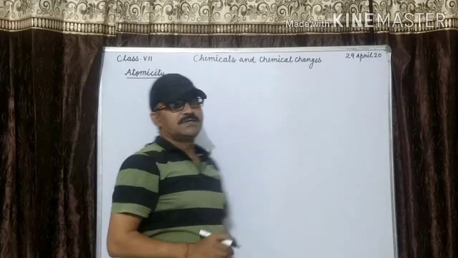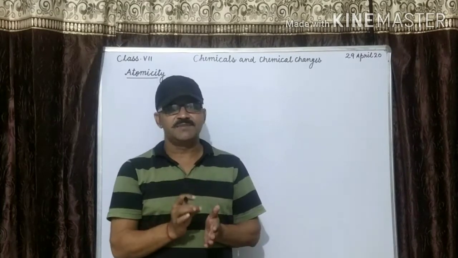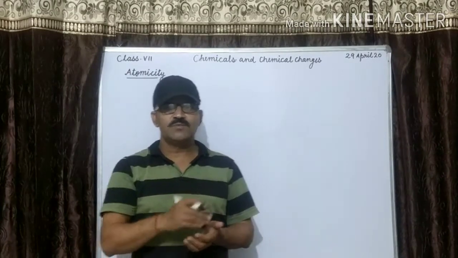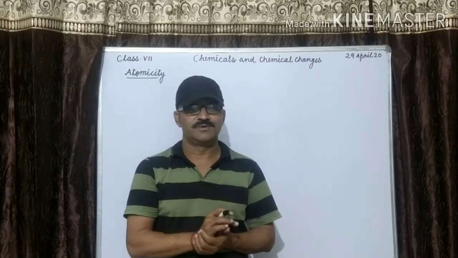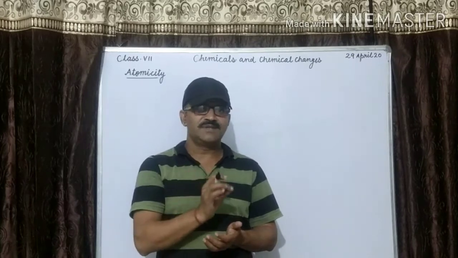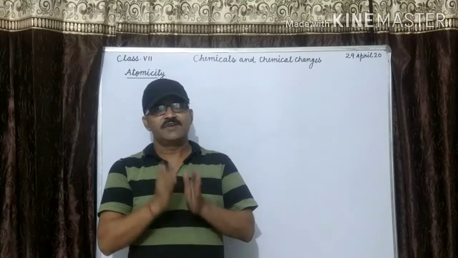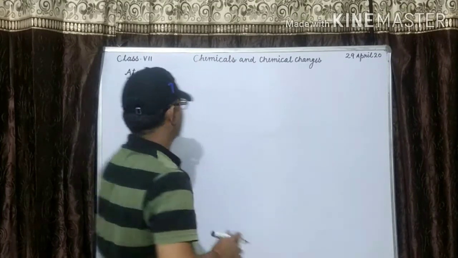Today we will discuss atomicity. Atoms of many elements cannot exist independently. Two or more atoms combine together to form a molecule. So what is the definition of atomicity? The number of atoms present in one molecule of an element is called its atomicity.